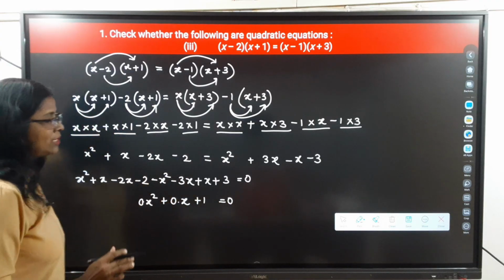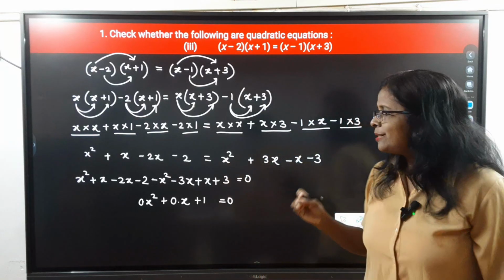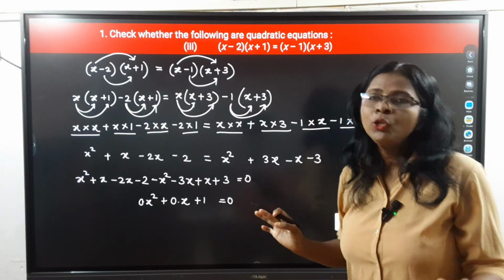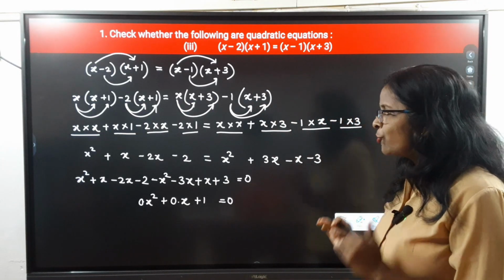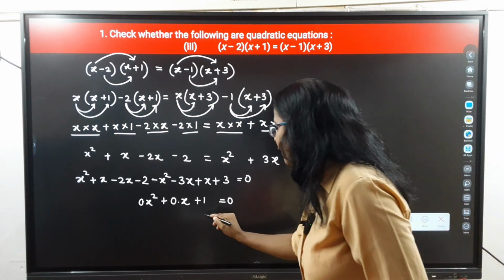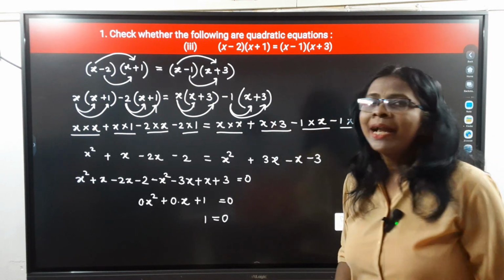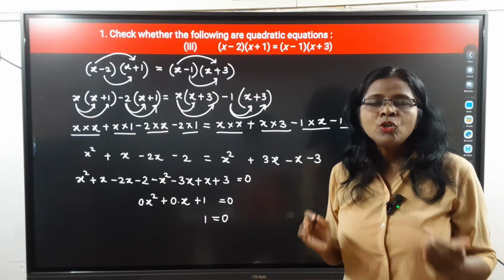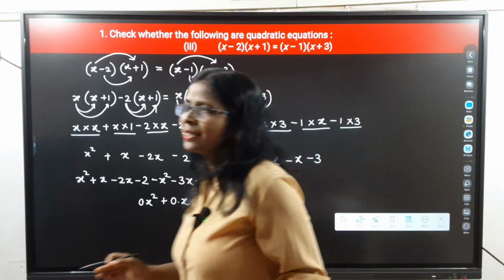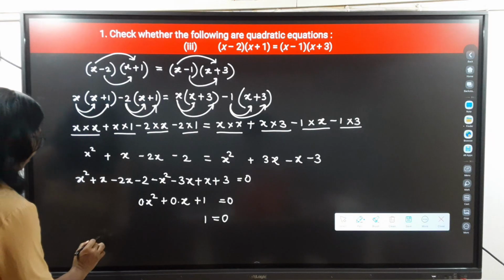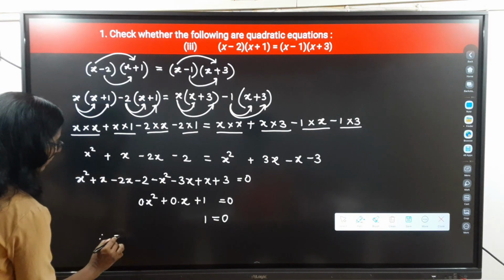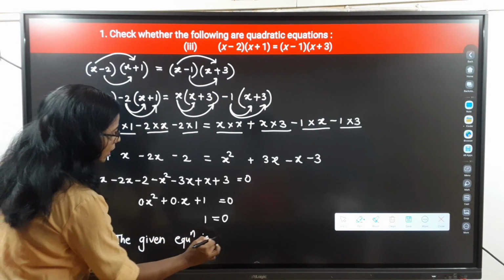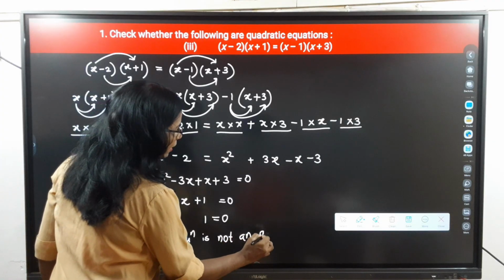This, students, is the final equation, the simplest form of the given equation. If you observe this simplest equation, finally 1 is equal to 0, which is not possible. That means it is not a quadratic equation. Directly we can say it is not a quadratic equation. Therefore the given equation is not a quadratic equation.